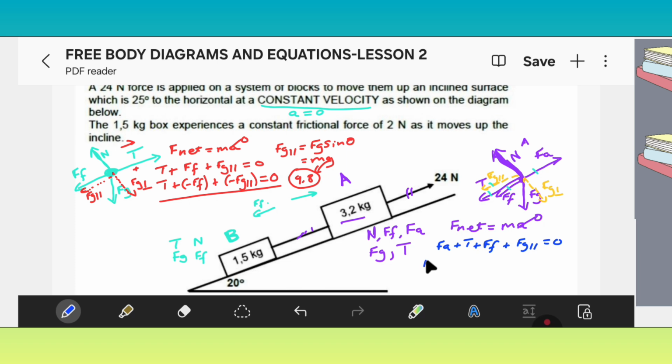So now taking account of the direction, our force applied is positive, plus our tension, which is negative, plus our frictional force, which is negative, plus our Fg parallel, which is also negative. So this must be equivalent to 0, since these objects are moving at constant velocity. I explained that in our lessons, that constant velocity means that the acceleration is 0.